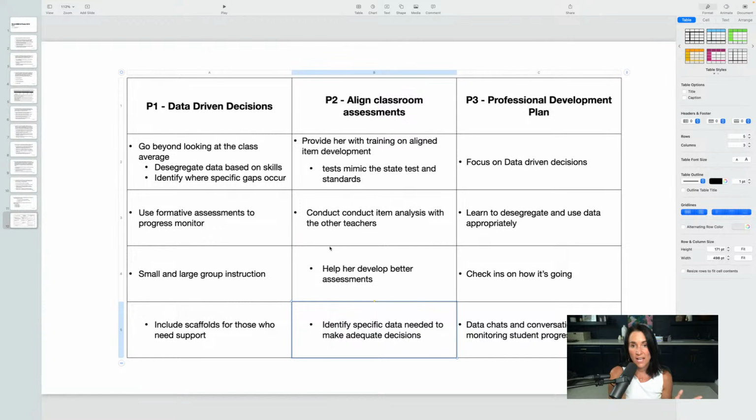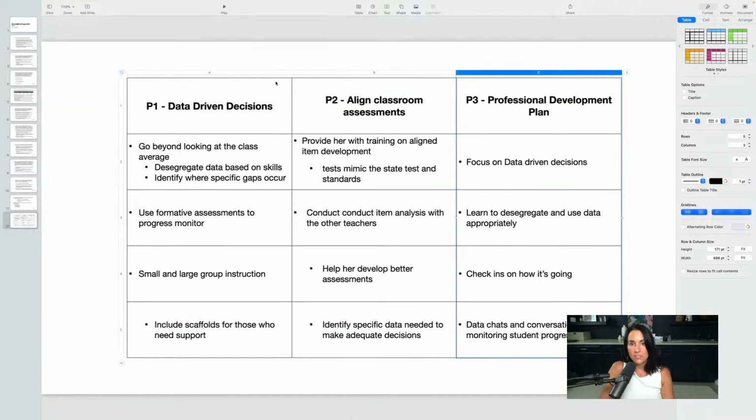Why is this helpful? Well, her assessments in her classroom are lacking. They're all multiple choice with very little open responses. I might even put in here, help her develop better open response questions by working with other teachers who are good at that, who are veterans in that area. And then why is this important? Well, it will help the students achieve on the state test, which will bring her scores up.